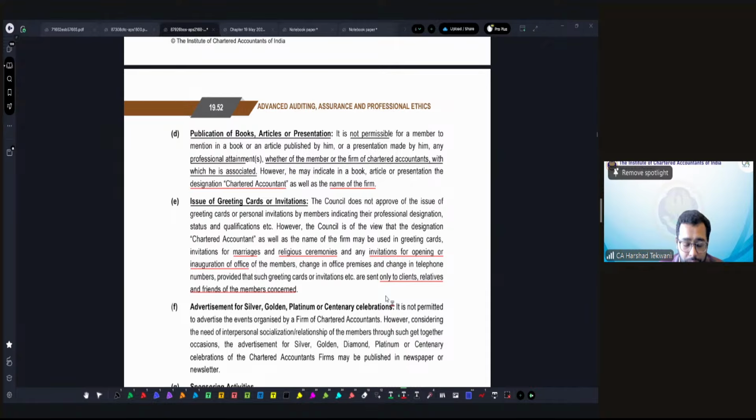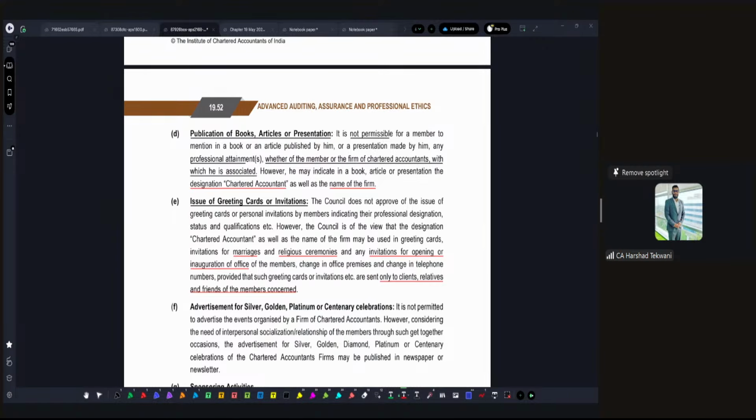You should not send to all the people in the city, open ended. For example, having an open ended invitation to the entire city, publishing in a newspaper that we are opening an office and you are invited to come and visit the office, something like that. No, that is not permissible. You shouldn't be doing that. Always look into what the intent is. Here the intent is only to allow invitations to clients, relatives, and friends of the members, nothing beyond that. Clear? Any doubt?